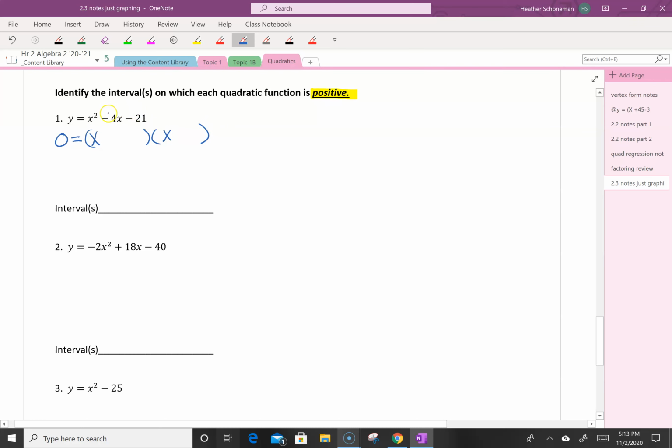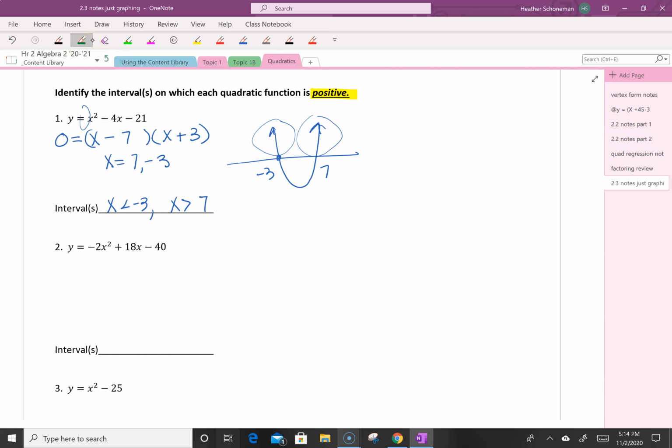So I need two numbers that multiply to negative 21 and add to negative 4, which would be negative 7 and 3. So when I solve, x equals 7 and negative 3. Now when I think about graphing it, this starts with a positive 1, so it's going to open up. It's going to cross the x-axis somewhere, and those 2 points are at negative 3 and 7. So if this is kind of a sketch of my picture, I'm going to have 2 positive intervals. One is going to be everything less than negative 3, and the other is going to be everything greater than 7.